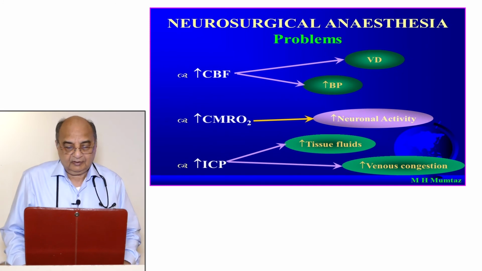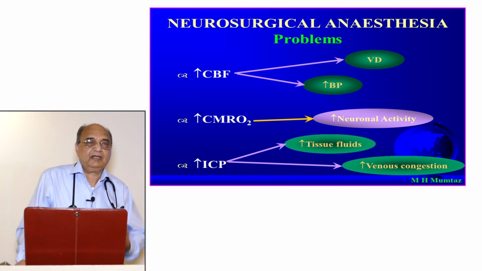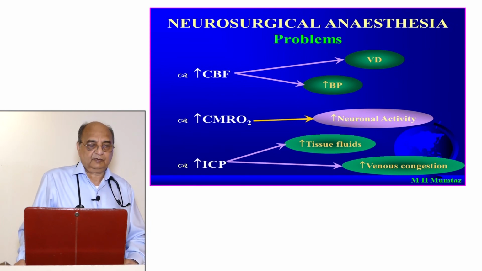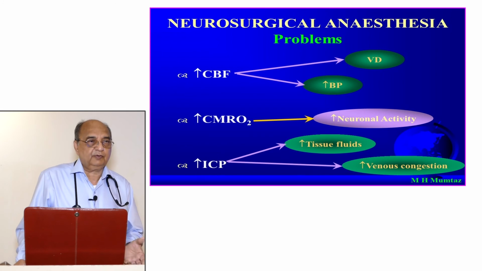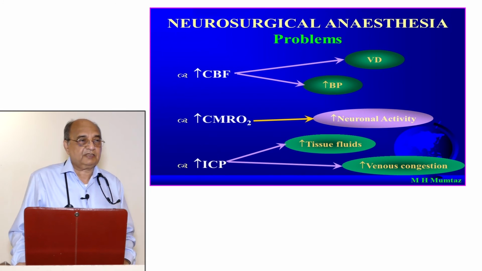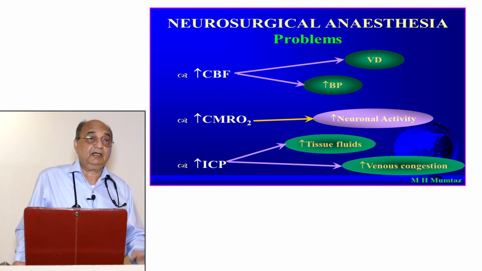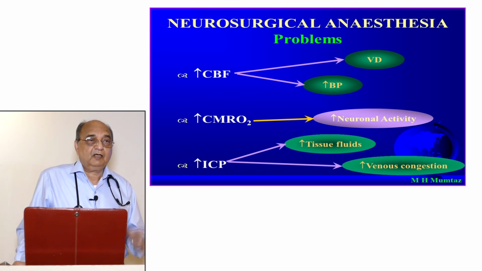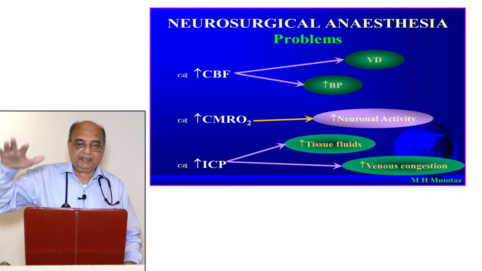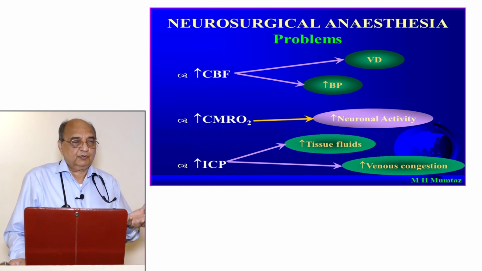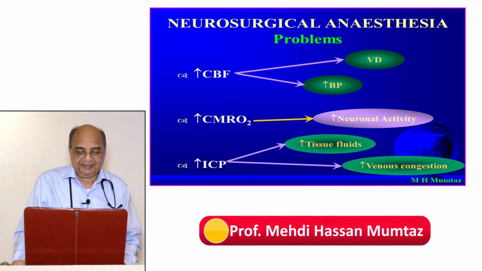CMRO2 will depend on the activity of the neuron. If you suppress the neuronal activity, it will lower the CMRO2; if you increase the activity, it will increase the CMRO2. Again, it is a balance between the oxygen supply and the oxygen requirement of the brain cell. If you suppress the brain cell, it will require less oxygen, so you don't have to worry about the oxygen supply then.